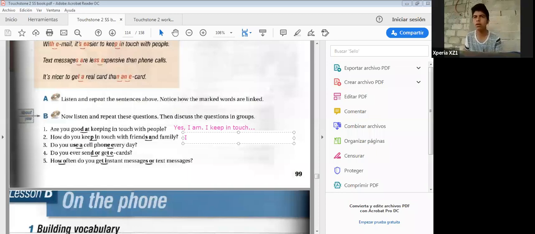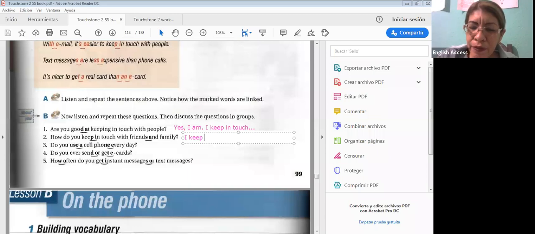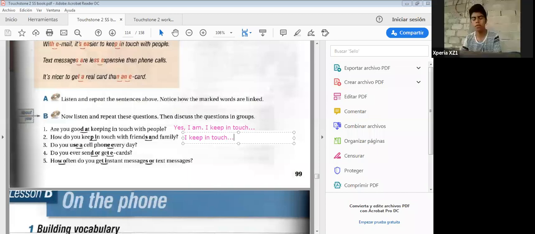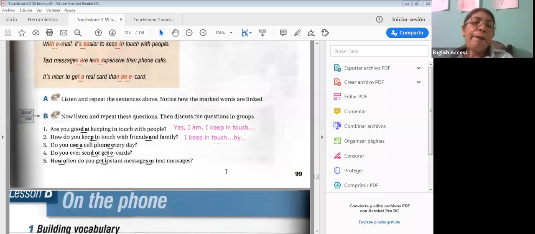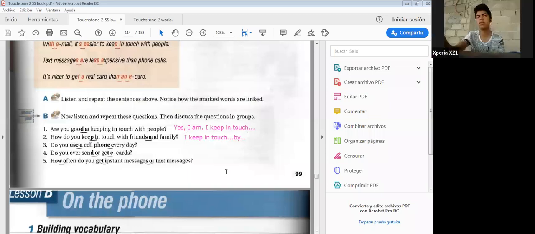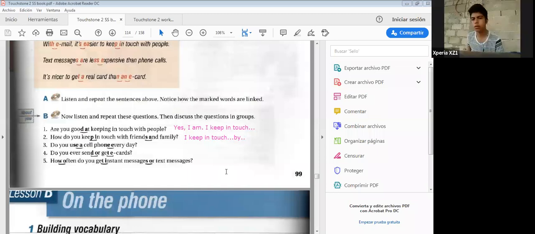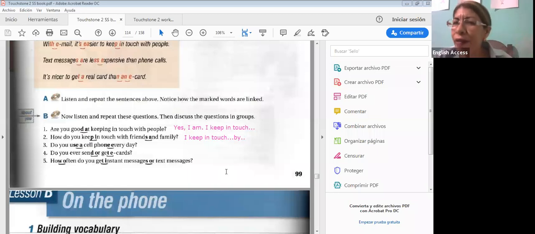Cell phone. I keep with cell phone. How do you say videollamada? Look at the screen, Julio. I keep in touch with friends and family by, and you can start explaining: text messaging, video conferencing, emails. By text messaging. Okay, Julio, once again, repeat your answer, please.